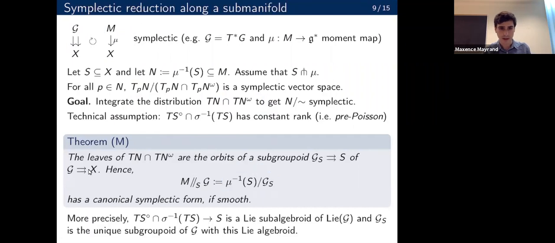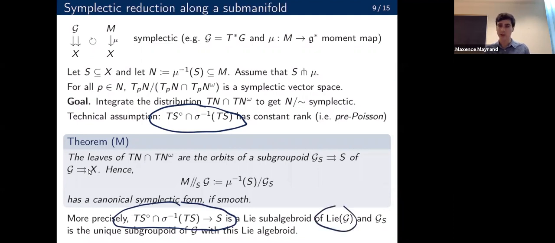And actually, this groupoid can be constructed more precisely as the subgroupoid of the groupoid G corresponding to a certain Lie subalgebroid. So we assume that this has constant rank, and so it's a vector bundle. And it happens to be a Lie subalgebroid of the Lie algebroid of G. I didn't say that, but the Lie functor from Lie groups to Lie algebras extends to a functor from Lie groupoids to Lie algebroids. And from a Lie subalgebroid, there corresponds a Lie subgroupoid. In general, it's only immersed, but still it exists. And so that's our G_S, which now acts on mu inverse of S, and then you take the quotient in the groupoid sense, and if things are nice enough to be smooth, it will inherit a canonical symplectic form.